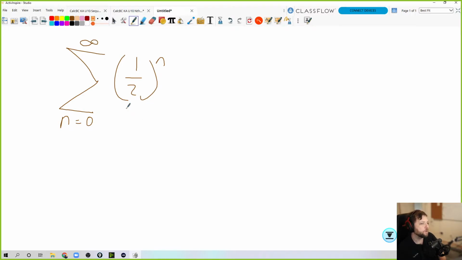Let's write out what 1/2 to the n power would be. It's going to be 1/2 to the 0 power, 1/2 to the 1 power, 1/2 squared, 1/2 cubed, and so on. Let's write those out. 1/2 to the 0 power is 1, then 1/2, then 1/4, plus 1/8. The next one would be 1/16. You can follow this pattern and so on.